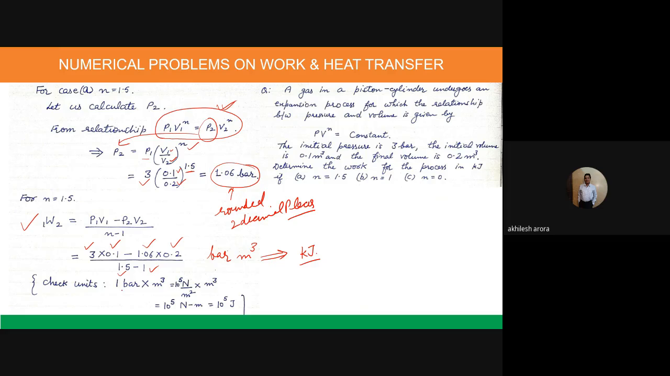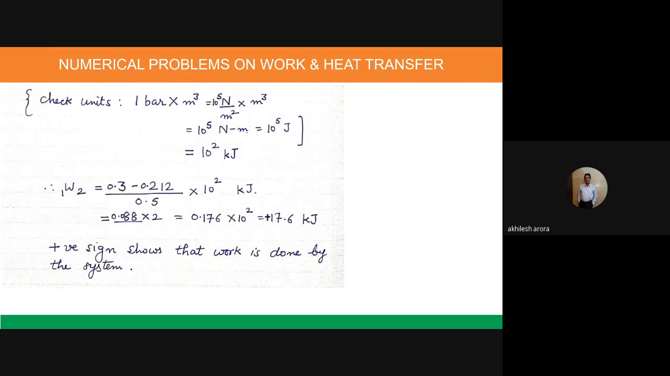So I have written it here. Bar into meter cube is equal to 10 raised to power 5 Newton per meter square. So Newton per meter square stands for Pascal into meter cube. So it becomes 10 raised to power 5 Newton meter, and this Newton meter is nothing but joule. So it means 10 raised to power 5 joules can be written as 10 raised to power 2 kilojoules. So it means 1 bar meter cube is equal to 100 kilojoules.